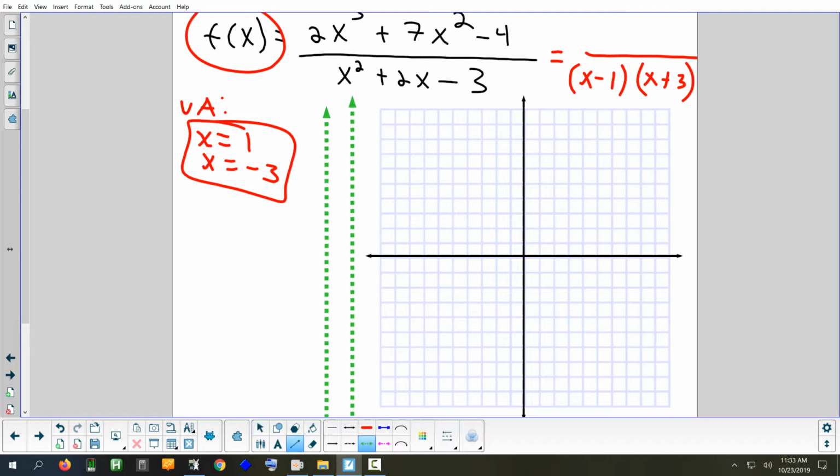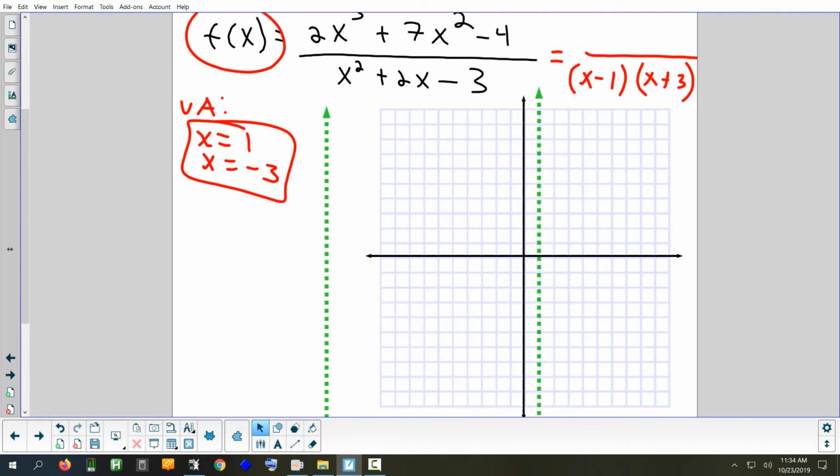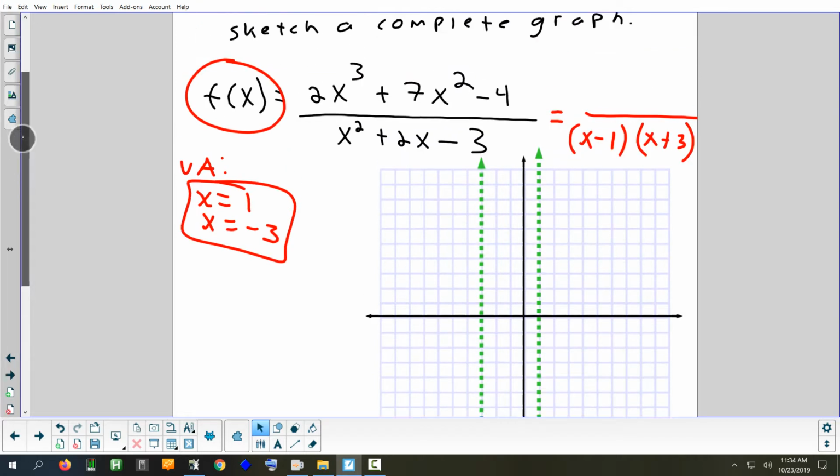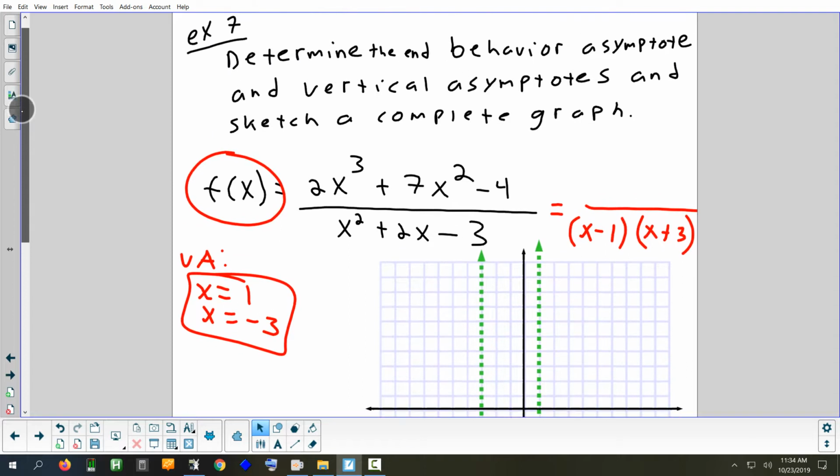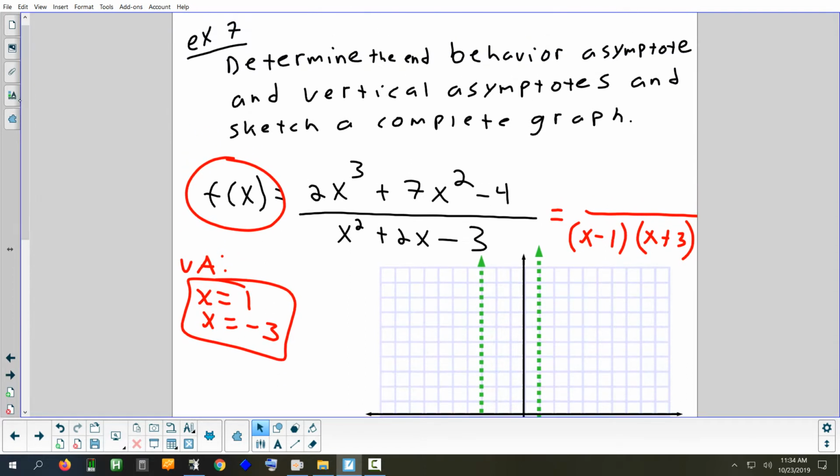So we got 1 and negative 3. There's 1. There's negative 3. Okay, so we got that. Now they want the EBA. So the EBA is just your what? Your quotient. It's the quotient.